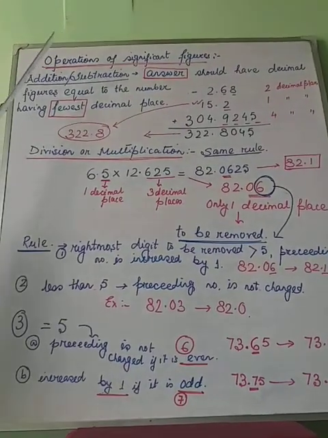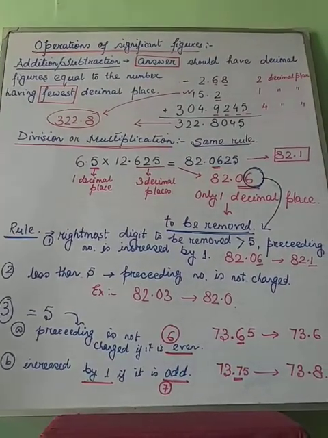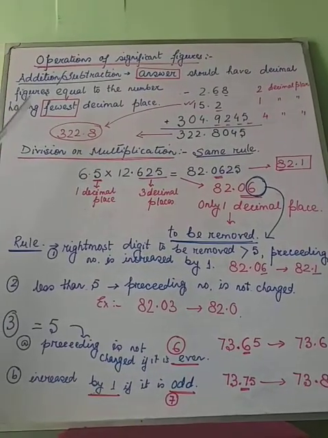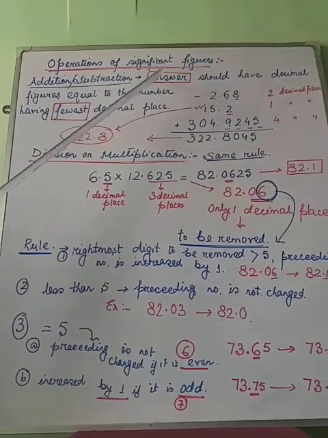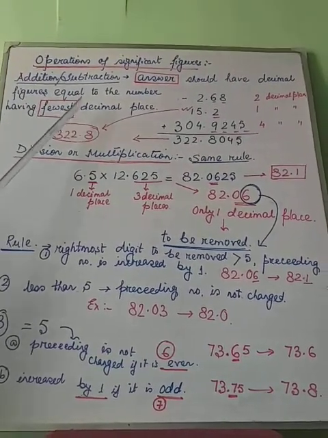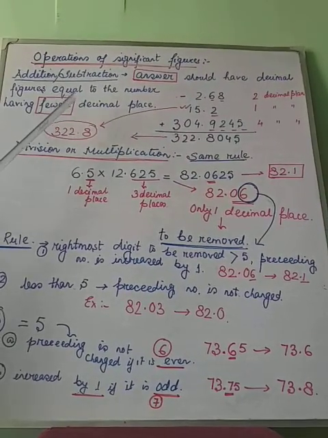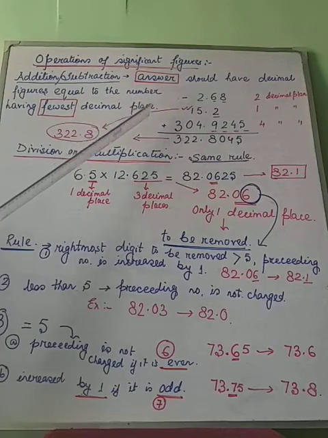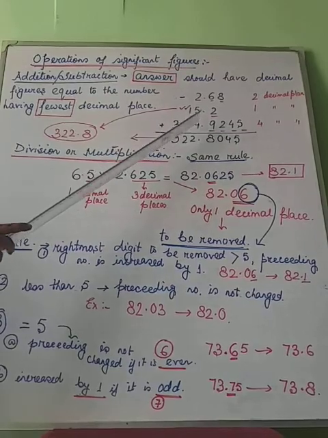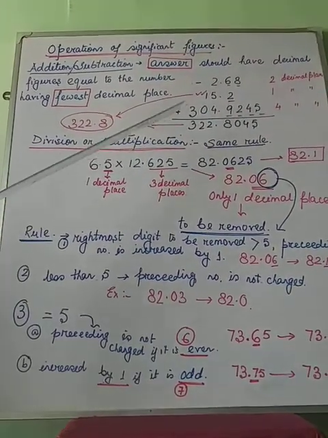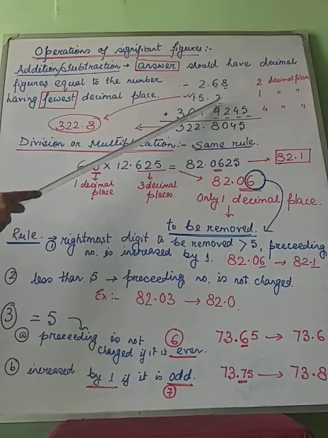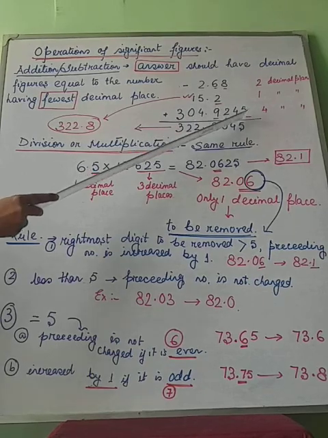Now we'll come to the operations of significant figures. We could have addition, subtraction, or we could have division or multiplication. The rule is, the first number has 2 decimal places. The second one has 1 decimal place, and the third one has 4 decimal places.